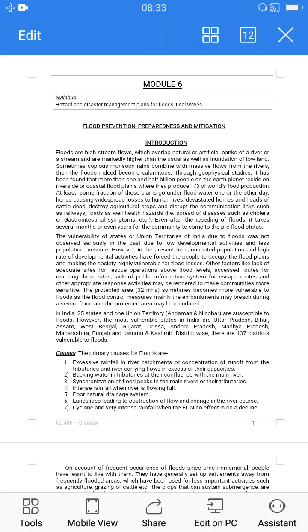Hello everyone. Now we'll start with the last module of the syllabus, on the topic of hazard and disaster management plans for floods and tidal waves. Among the various topics that we have covered so far, I feel this is among those of highest importance because of its current relevance.